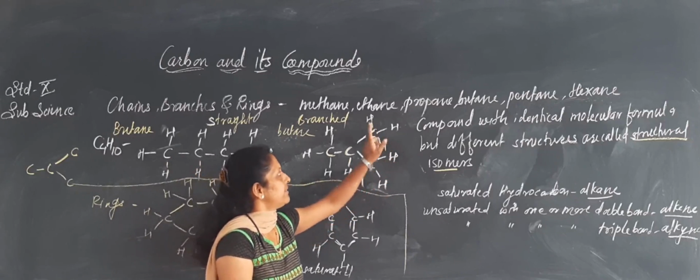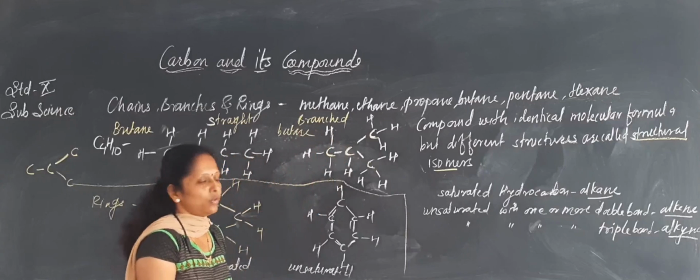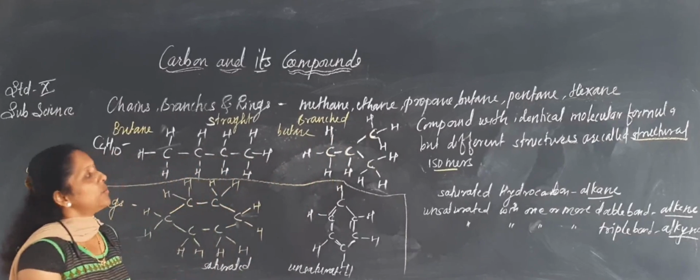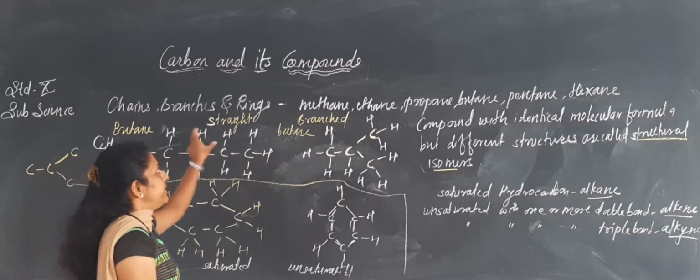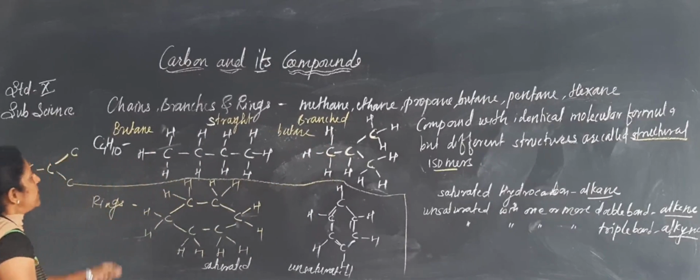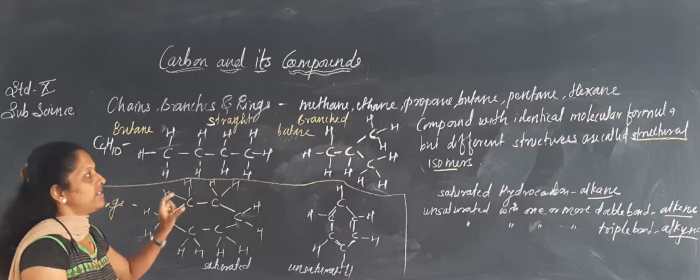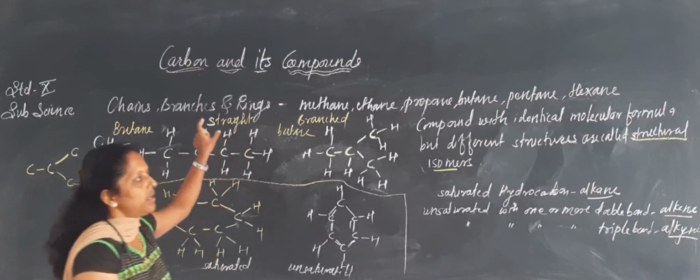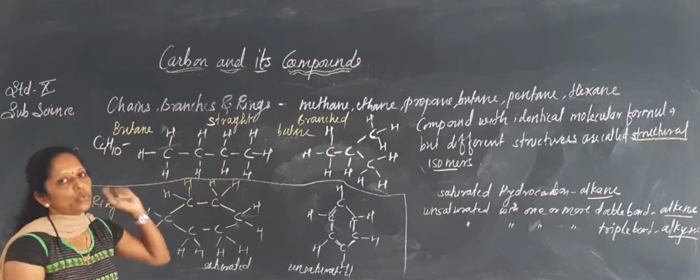See, like this there is a complete structure, and we are going to get that structure for the butane, in the form of a straight chain and also in the form of a branched chain. So here the butane structure is there. We are getting the compound with two different structures.